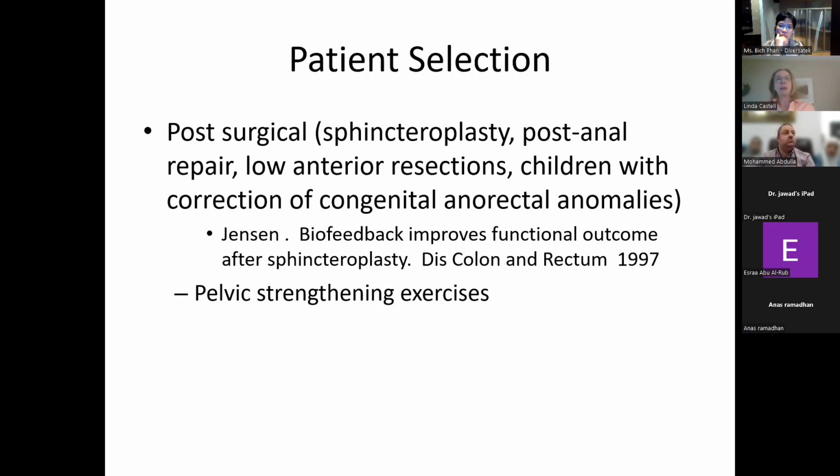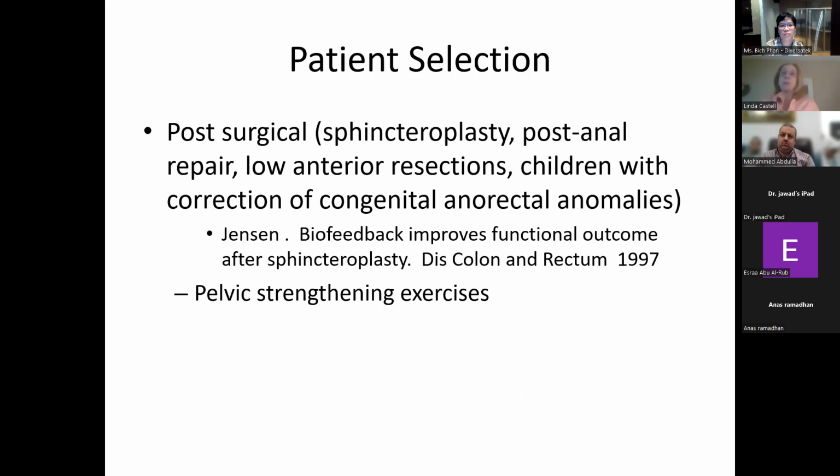So I really recommend pre-surgery, like one session of biofeedback before surgery, and then maybe 6 weeks after surgery to continue these strengthening exercises. They've shown that after sphincteroplasties, sphincter repairs, the outcome is a lot more successful if the patients do strengthening exercises afterwards.